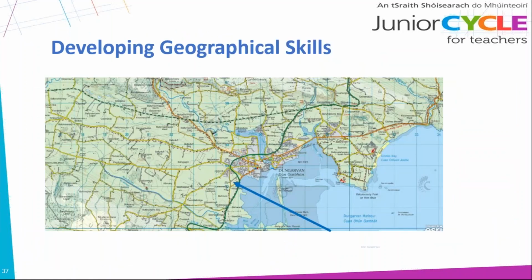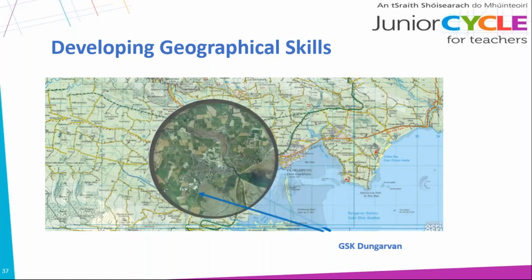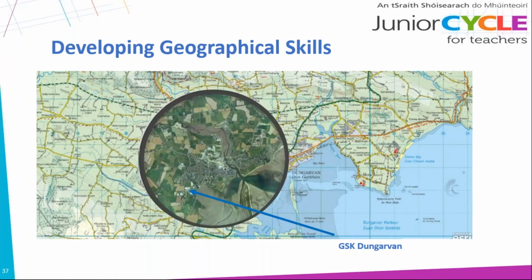By developing students' geographical skills, we provide them with the opportunity to research in a greater variety of ways. One such example is when students are given the opportunity to analyse and interpret a variety of maps. This allows them to research in greater detail and helps them to draw relevant geographical conclusions. In this example, students can use maps and aerial photographs in order to identify the factors that influence the location of the GSK factory in Dungarvan.